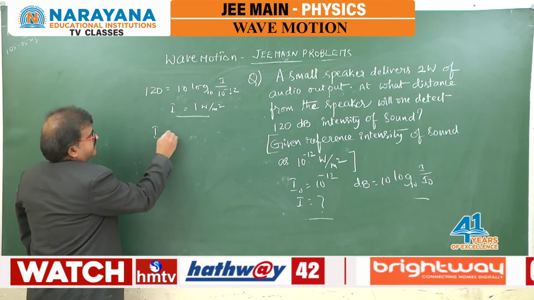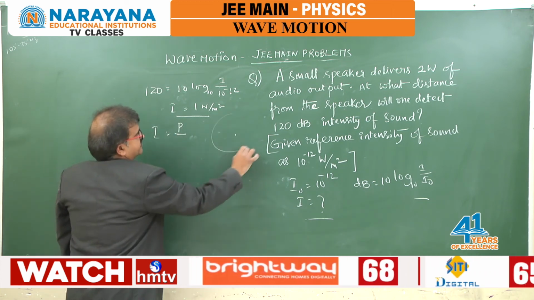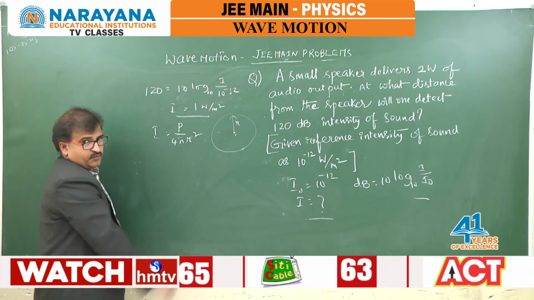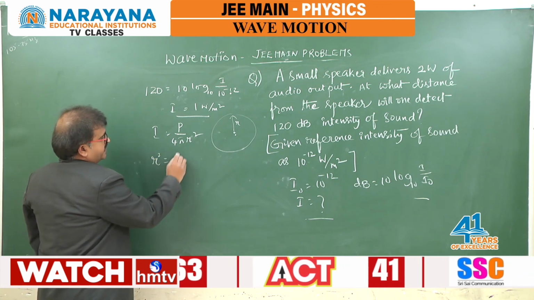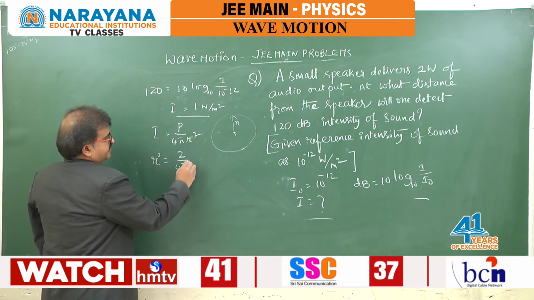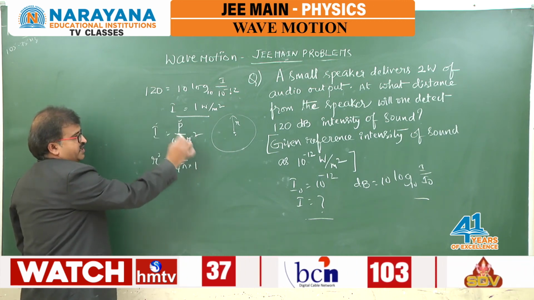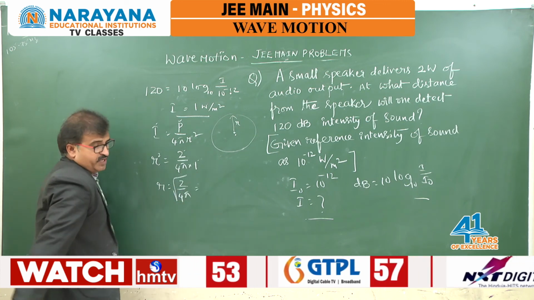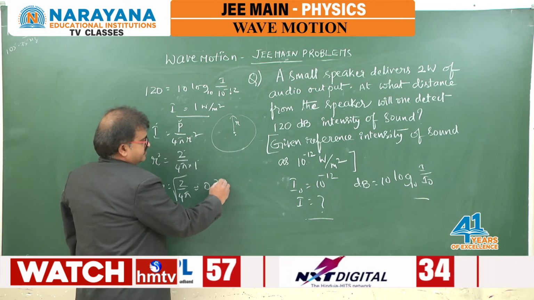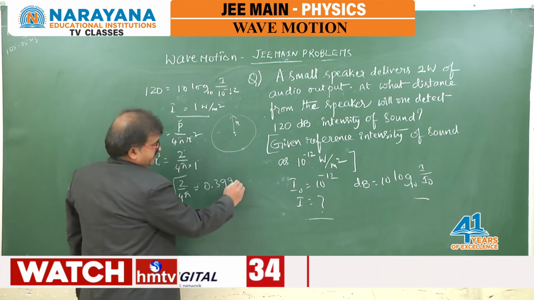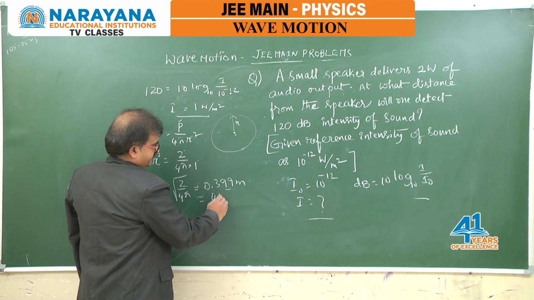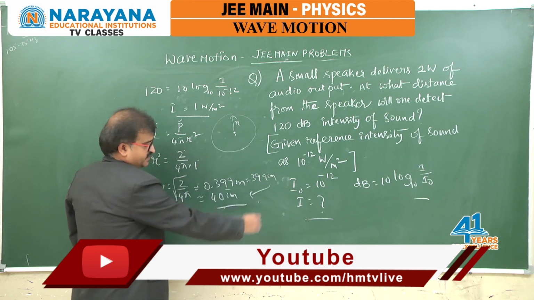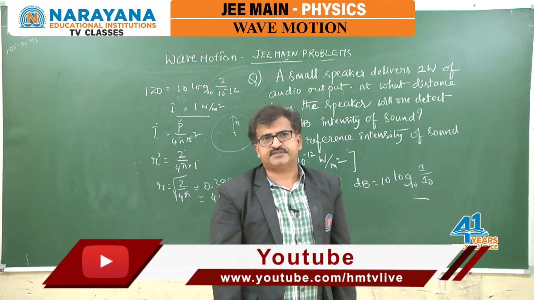We know that the intensity at a distance r from a point source is P by 4 pi r square. So r square is equal to 2 by 4 pi into 1, since the P value is 2 and the I value is 1. R is equal to the square root of 2 by 4 pi, nearly equal to 0.399 meters. That is roughly 40 centimeters or 39.9 centimeters. We can take 40 centimeters.